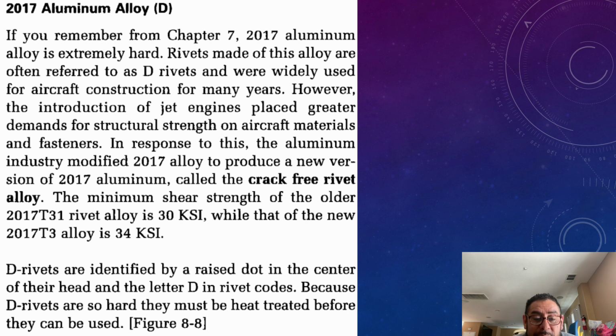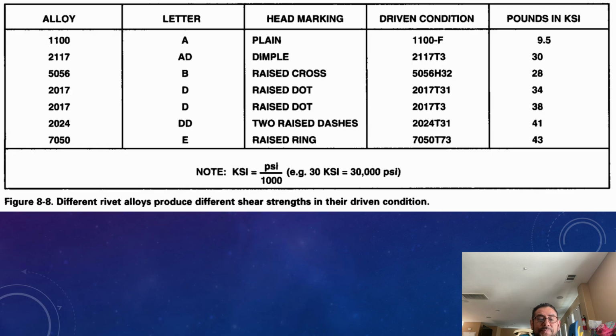D rivets are identified by a raised dot in the center of their head, and the letter D in the rivet code. Because D rivets are so hard, they must be heat treated before they can be used. Now, figure 8-8, different rivet alloys produce different shear strength in their driven conditions. You can pause and take a note of this and also note the letter for the different alloys, okay? And you can also take a look at the driven condition. And then the markings, okay? The markings are important as well.